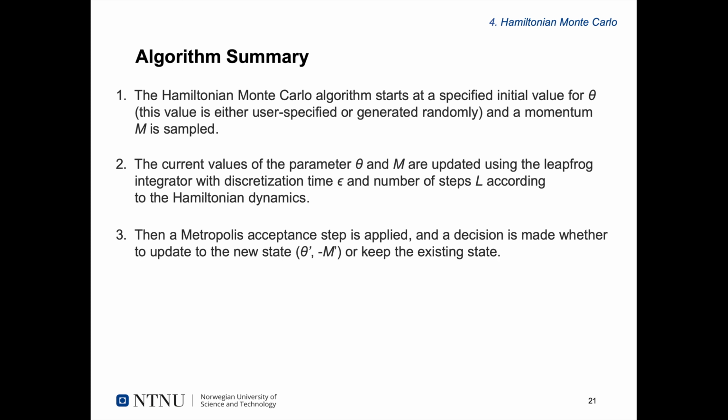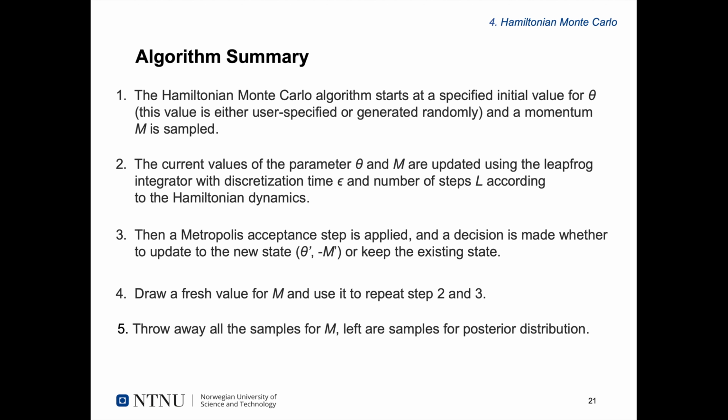Then the proposal in m is negated and is decided to be either accepted or rejected with the Metropolis acceptance ratio. Then we draw a fresh value for m and repeat steps 2 and 3 for many iterations. At the end of the exploration process, we throw away all the samples for m, and the rest are the posterior samples that we want. Now let's look at an example.